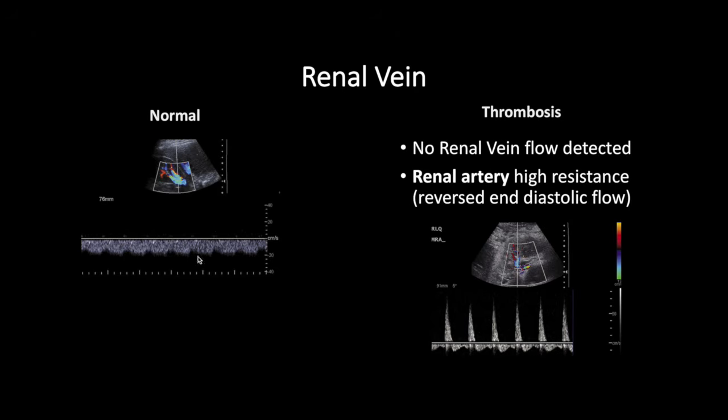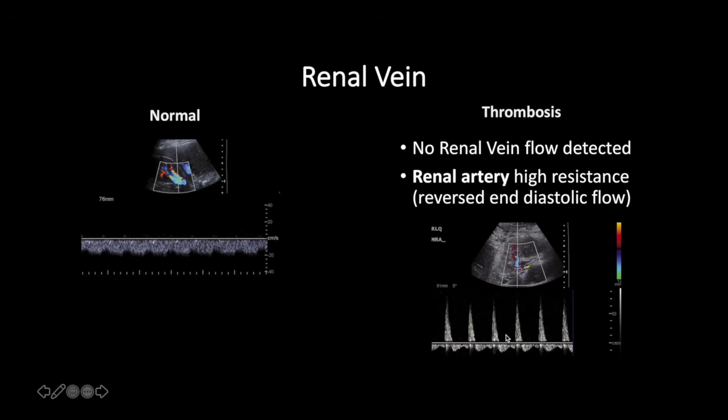Okay, so when we look at the renal vein, normally we should detect flow. So we see it with the color Doppler here in blue away from the transducer, and we see it below the baseline. If we have thrombosis, this first point here mentions that we're not going to see the renal vein flow, assuming that the thrombosis is completely occlusive. But another indirect sign that we may see with occlusive renal vein thrombosis is shown down here.